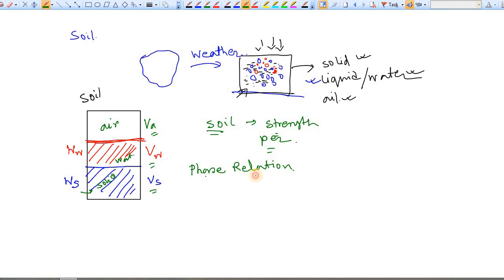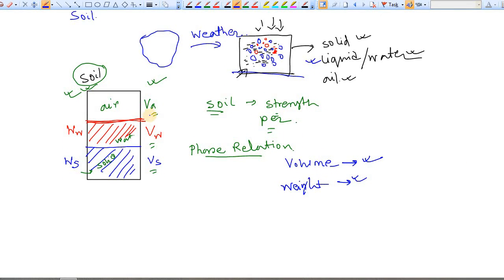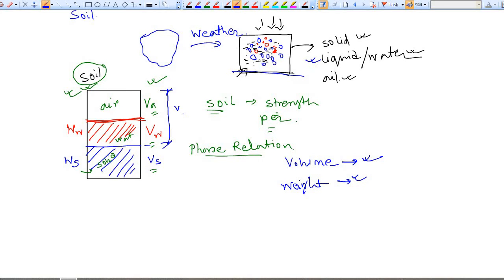In this diagram you can see that for this soil, this is the overall soil, there are some volume parameters and weight parameters. Based on the volume parameters, you can define phase relations based on volume, and based on weight you define another group of phase relations. So let's start with volume. Let's say this is the volume of air and volume of water, or we can say this is volume of void. Why?